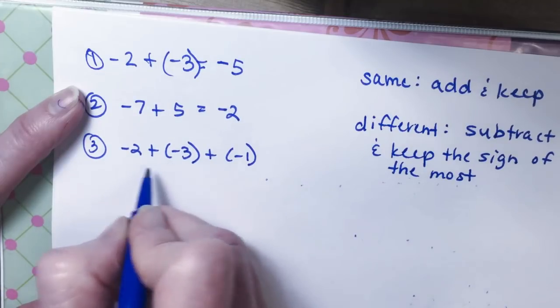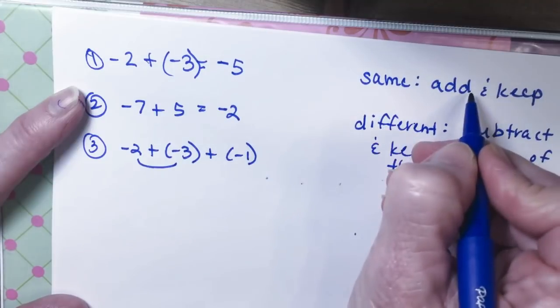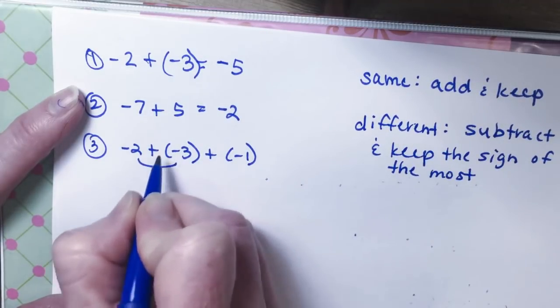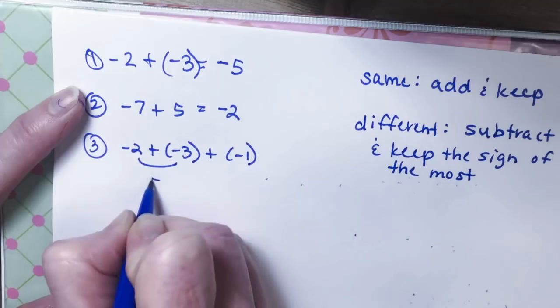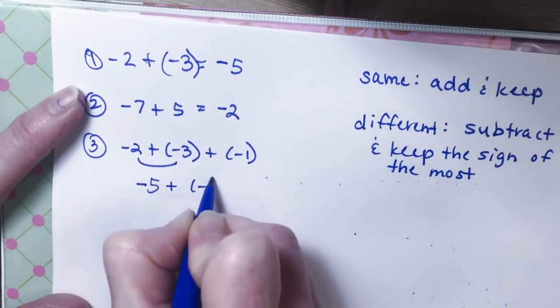That's something else you can do. So I would do these two first, -2 plus -3. They have the same sign, so I'm going to add them. 2 plus 3 is 5, and it's still negative. Okay, and then I still need to add the plus -1.